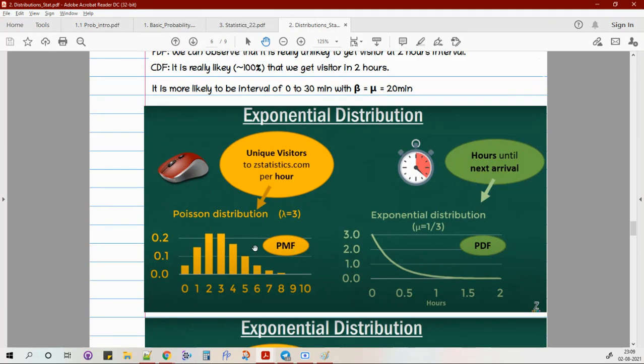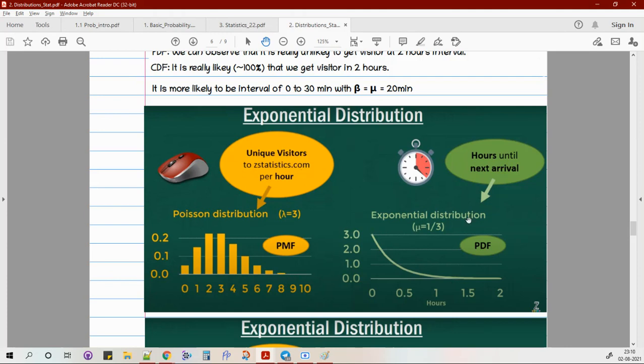Per hour you are getting 3 unique visitors. So the PMF is looking something like this, right? And it is Poisson distributed, let's say. If you put lambda equal to 3 and do the math, you will get a PMF looking something like this. So the chance of getting 1, 2, 3, 4 is very much, but getting 0 or getting 7, 8, it is very less. If the average is 3 unique visitors every hour, then there is very little chance that you will get 6 or 7 or 8, right?